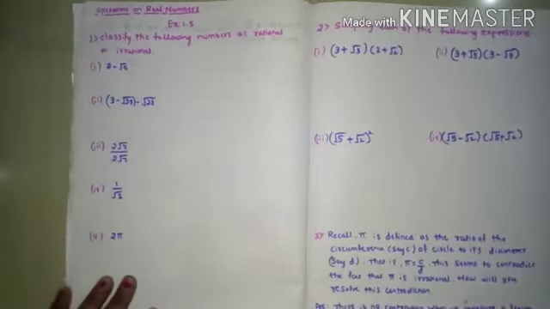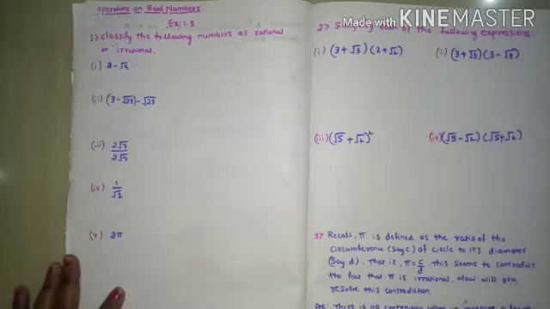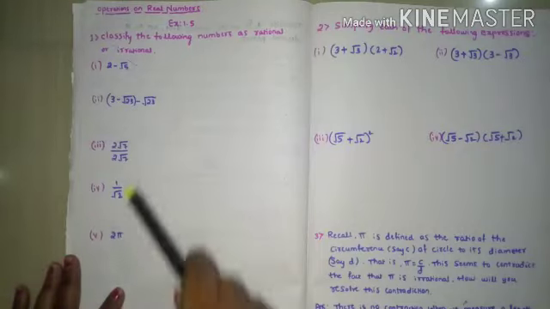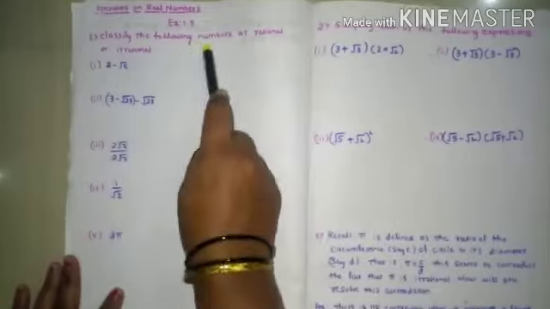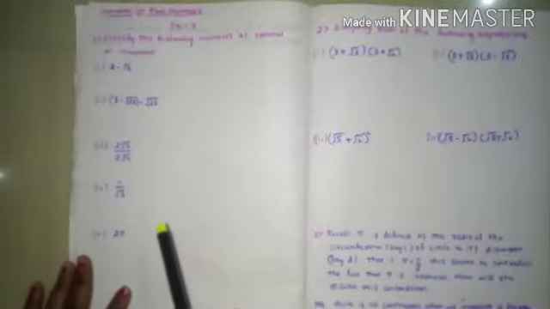In this exercise, in the first question they have given: classify the following numbers as rational or irrational. Here they have given 5 sums. Out of these 5 sums, we want to identify which is a rational number and which is an irrational number.